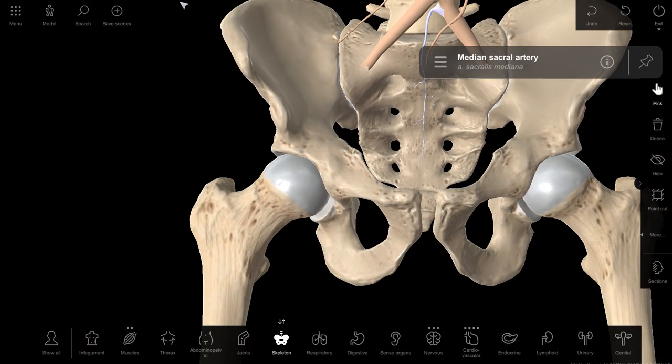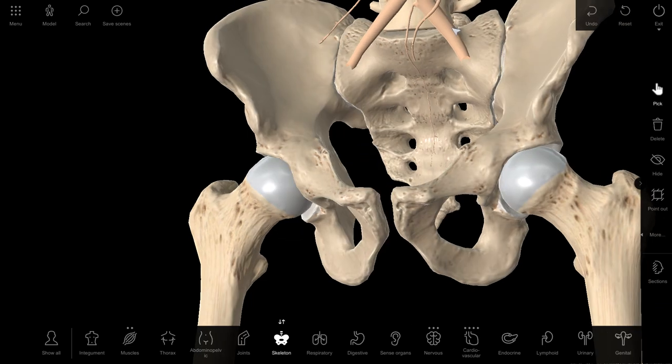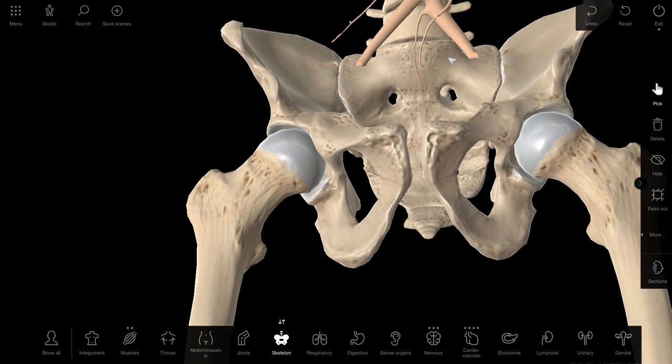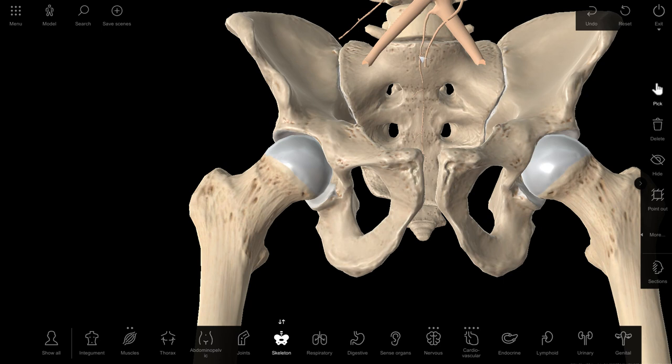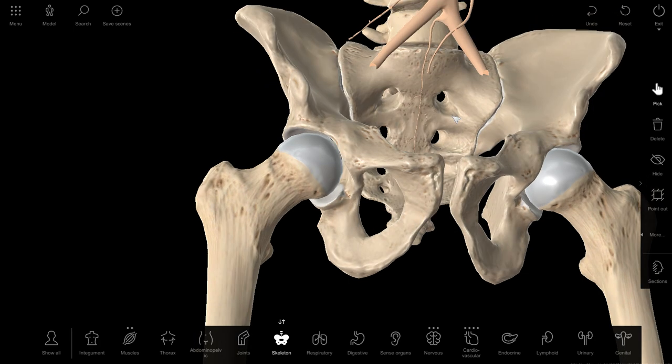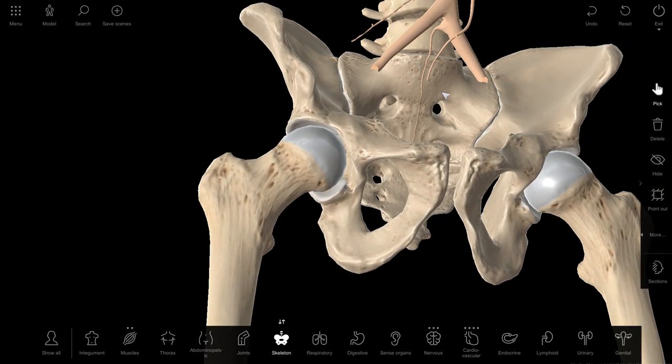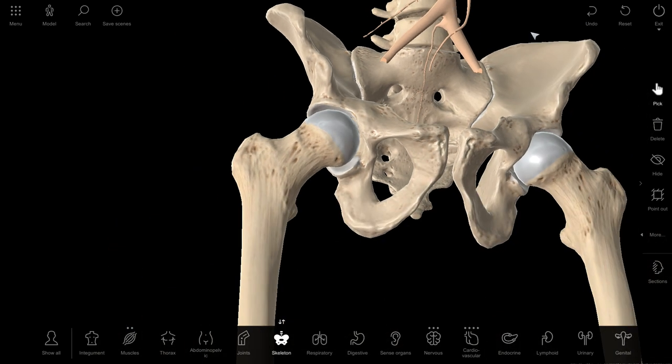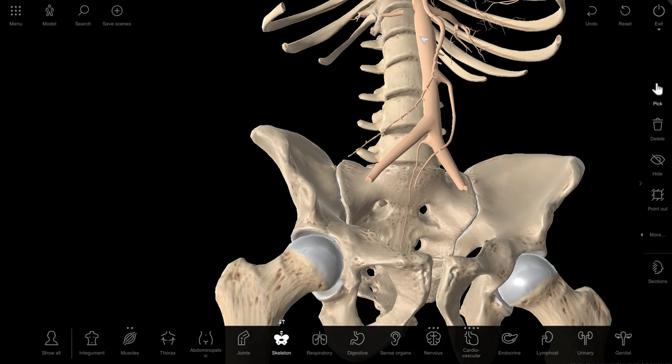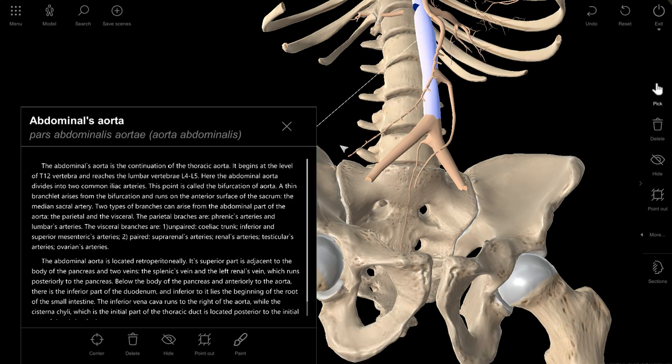Arteria sacralis mediana. Quite long branch. Really, we can see that it runs on the anterior surface of sacrum. Arteria sacralis mediana. Okay. Let's continue read information about abdominal aorta.